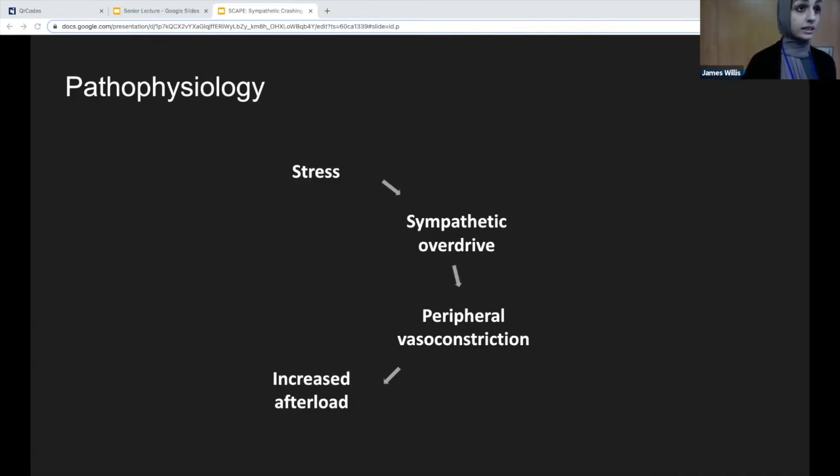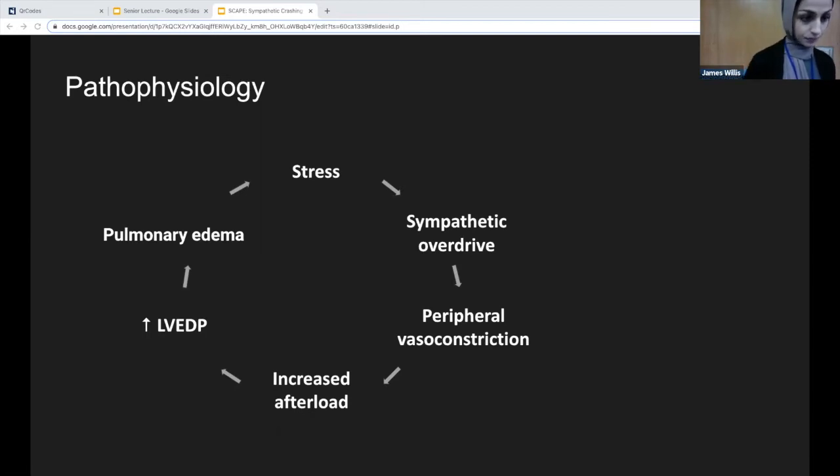The heart sees this very high afterload, and as a result, the left ventricular end diastolic pressure increases. This gets transmitted to the pulmonary system and causes pulmonary edema. So now there's all this fluid in the lungs, the heart rate goes up, diastolic filling time goes down, and the patient is systemically hypoperfused. This causes more stress, more sympathetic overdrive, more catecholamines, and this patient sort of spirals and presents the way that they do.